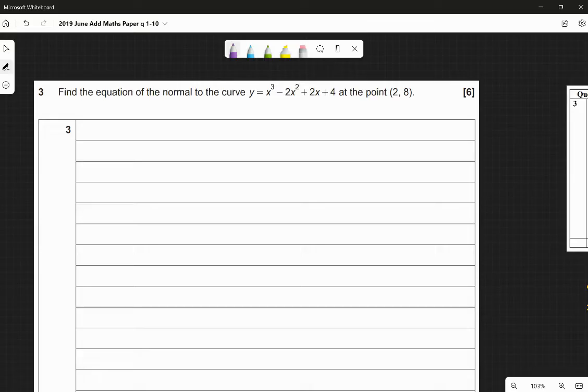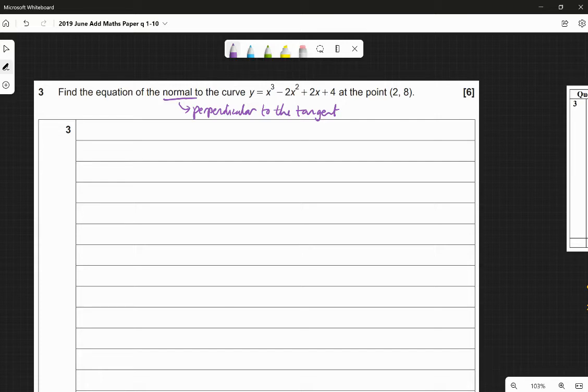Okay. So we have a curve, and I want the equation of the normal. The normal is a straight line which is perpendicular to the tangent. So it is at right angles to the tangent to the curve. So let's try and see if I can sketch it to show what it is I'm trying to look for.